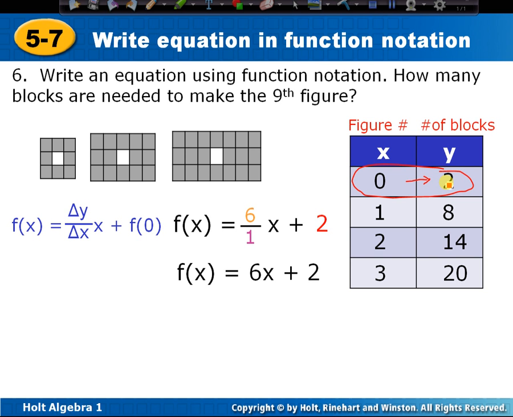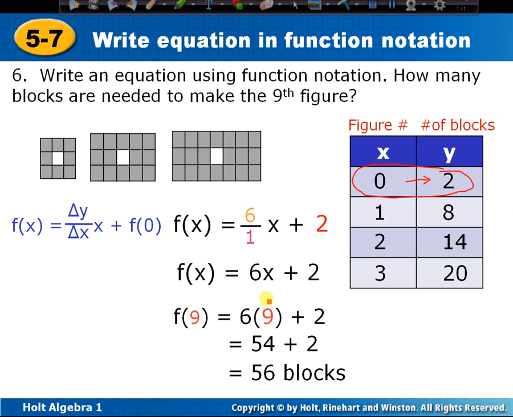So there's our function. Now it says if we were going to go all the way to the 9th figure, how many blocks would that 9th figure have? So we're going to say f of 9. So everywhere there's an x, we're going to put a 9. So here 6 times 9 plus 2 gives me 54 plus 2, which is 56 blocks. So if we kept going with this pattern, the 9th figure would have 56 blocks. Make sure you have that written before you move on.